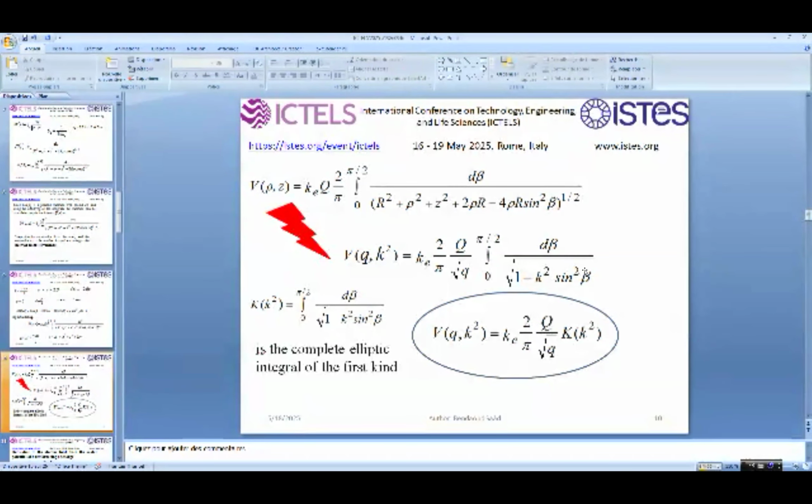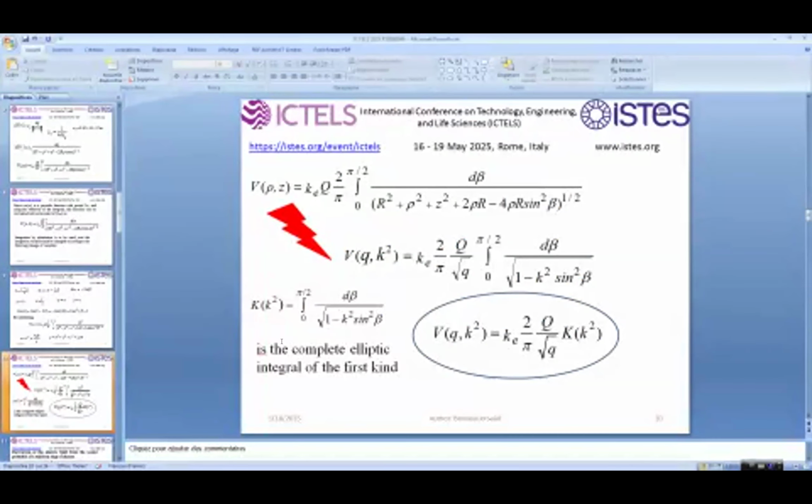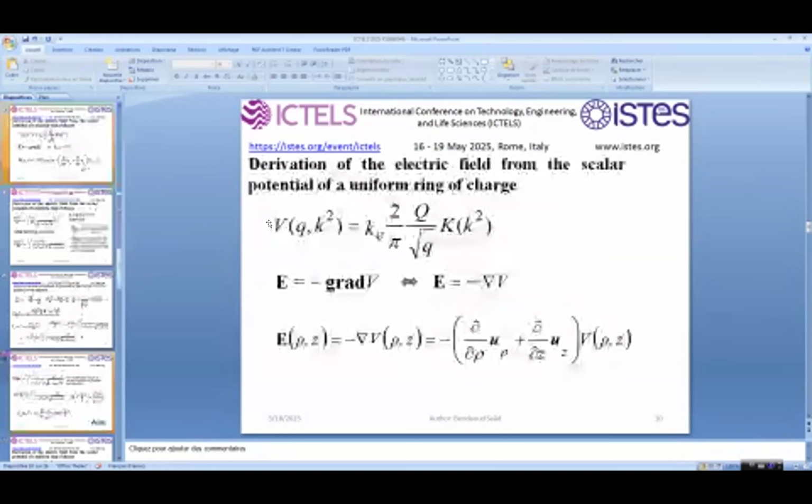And we find here the complete elliptic integral of the first kind, this expression, which is here. We replace this expression by the complete elliptic integral of the first kind. We find the compact expression of the electric potential, which is here.